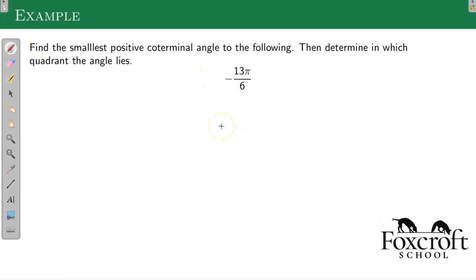Alright, in this example, we're given a negative angle, but we know for a negative angle, the only difference is now we're going to add 2 pi. But to add, I still need to get a common denominator, so I make it a fraction. I need the bottom to be 6, so I'm going to multiply by 6 over 6. Negative 13 plus 12 is negative 1.